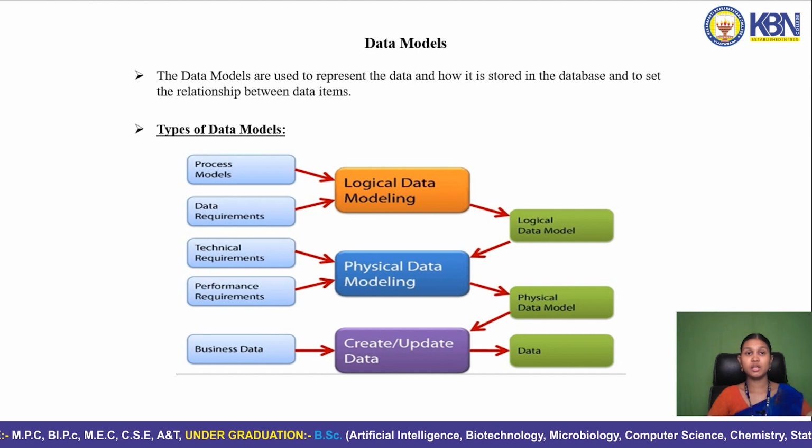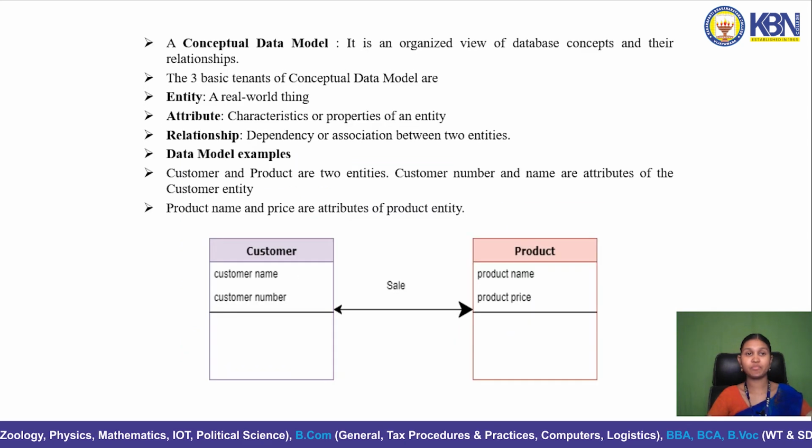In this model, mainly the models represent the data, and these models are stored in the database. Why are these models used? For communication between data items, meaning you have to conduct the relationship between data items. First one is a process model: data requirements, technical requirements. Mainly consider logical data modeling, physical data modeling, and create and update data.